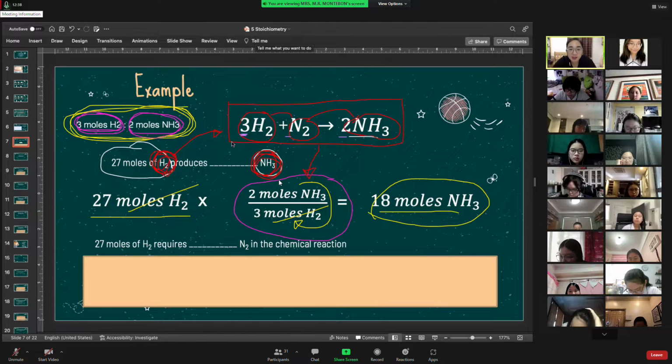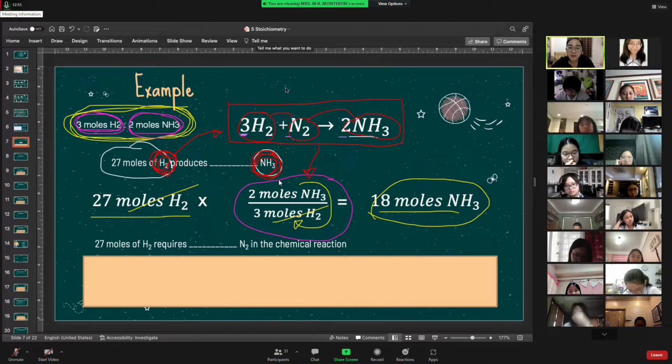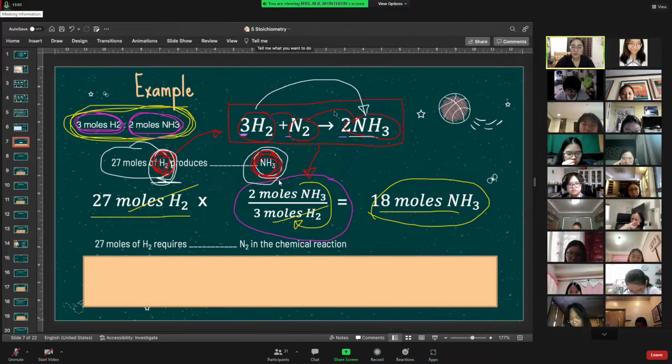Okay. And then there's another question. Teacher, what about nitrogen? What happens to N2? We're not yet done, anak. We are only looking at the ratio between hydrogen H2 and ammonia. Okay, so we're only looking for these two ratio for the meantime. So we're clear? Are there some more questions before I proceed with the next one? No more? Okay, sige, next.